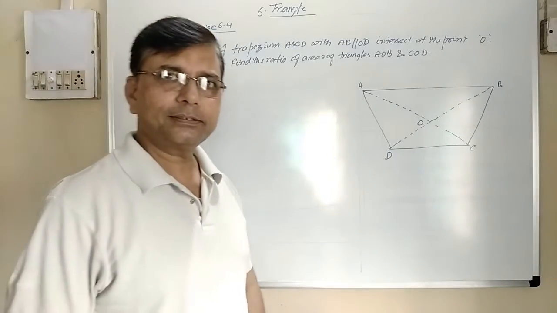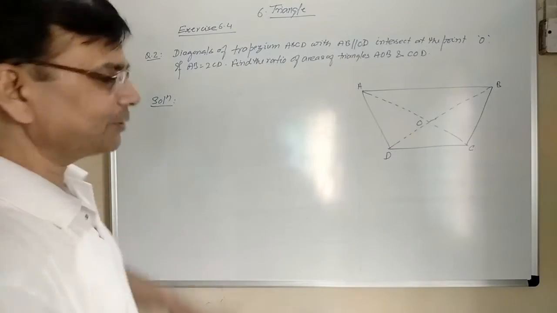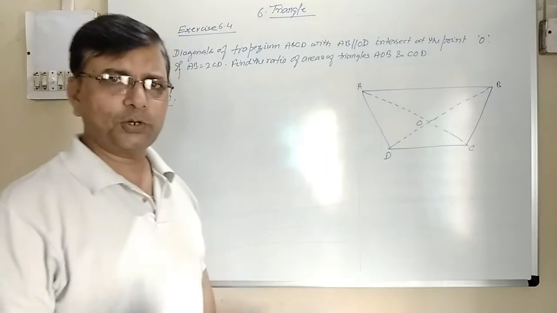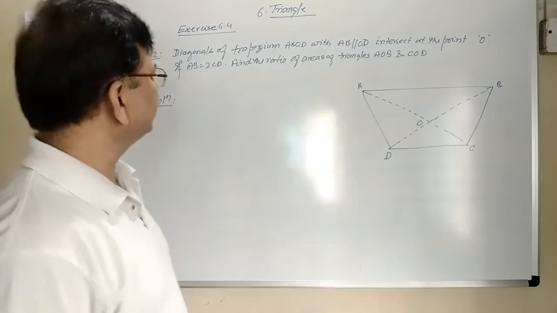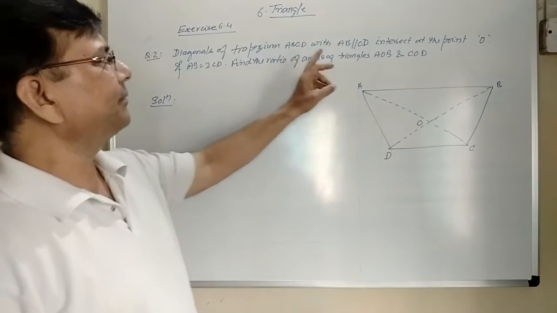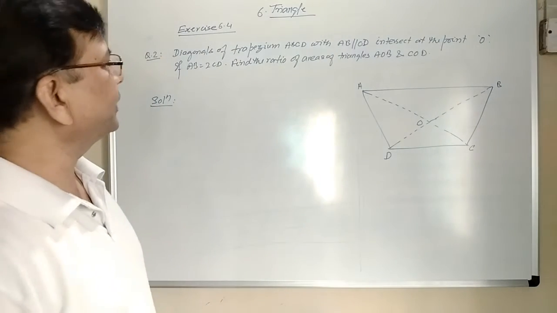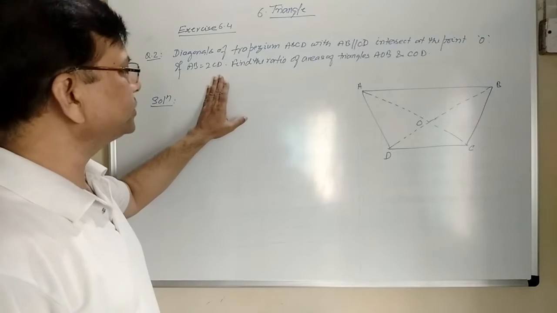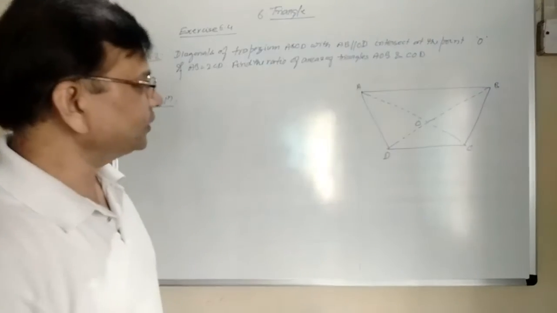Now I will take the question of 6.4. I am taking the second question. The first question is easy, so you can do it on your own. The second question, I will take up and solve. Diagonals of trapezium ABCD with AB parallel to CD intersect at the point O. If AB is equal to 2CD, find the ratio of areas of triangle AOB and COD.